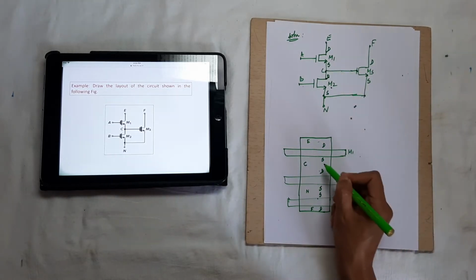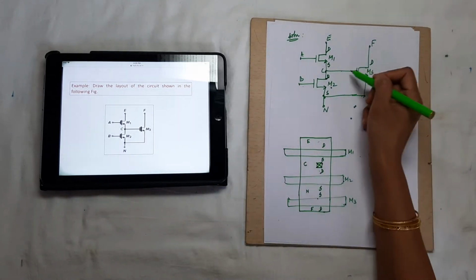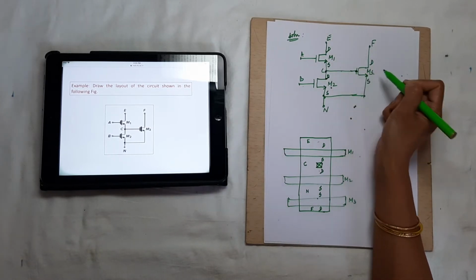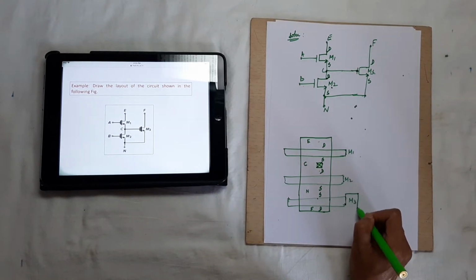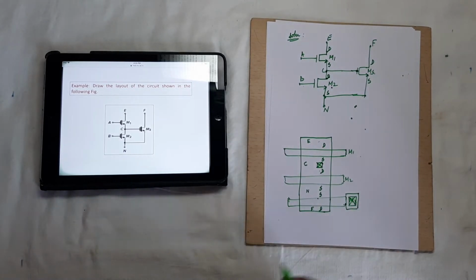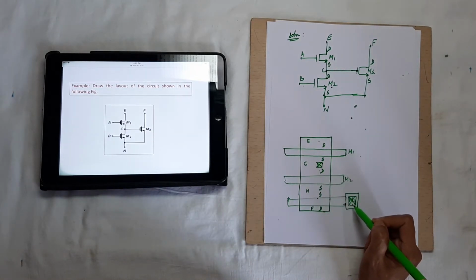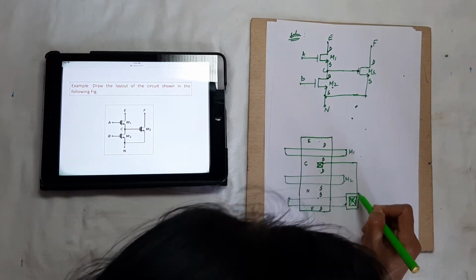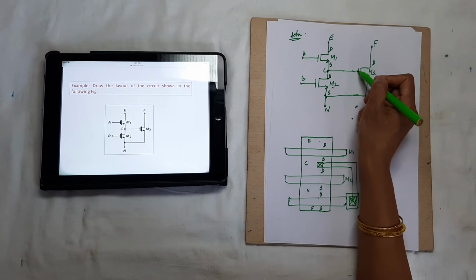So where is this point? This is this point. So let us take the contact cut. This has to be short circuited with the polysilicon gate of the M3 transistor. This is the polysilicon gate of the M3 transistor. So I am drawing a very rough figure just to make you understand. Poly contact. Whenever there has to be a connection with respect to the polysilicon, we should have the poly contact. Through the metal connection, these two are short circuited. Now we have made this connection.